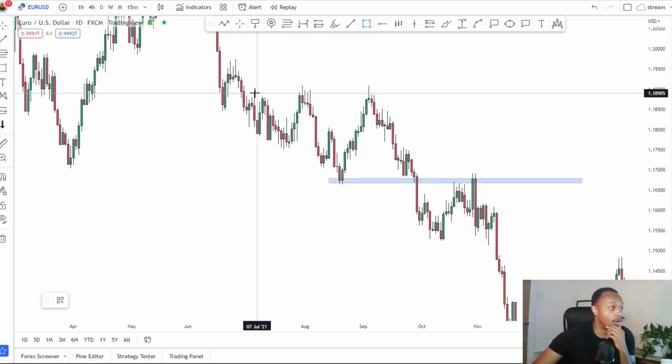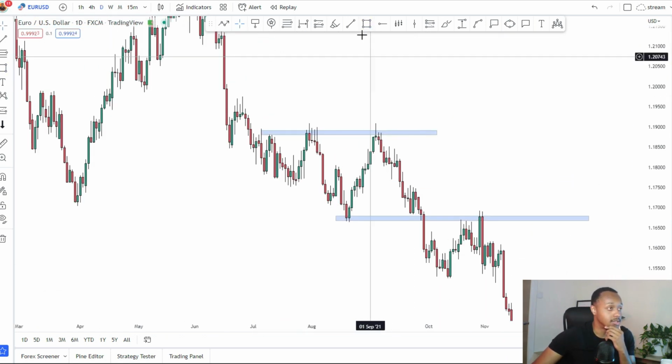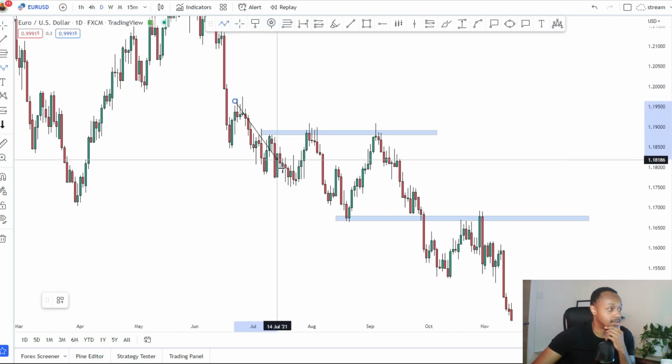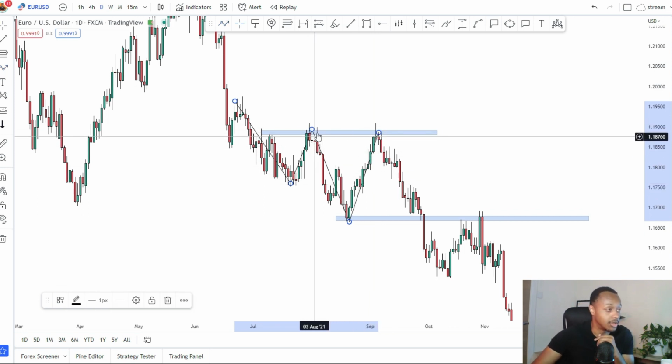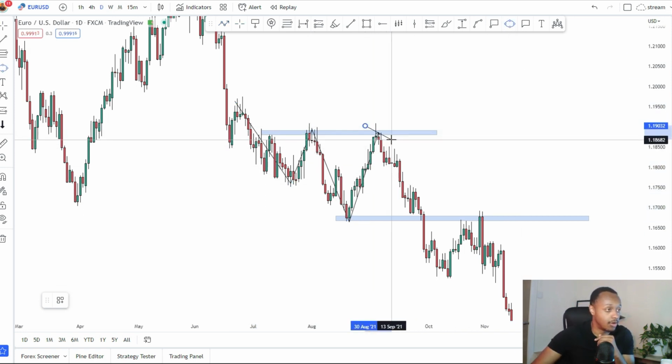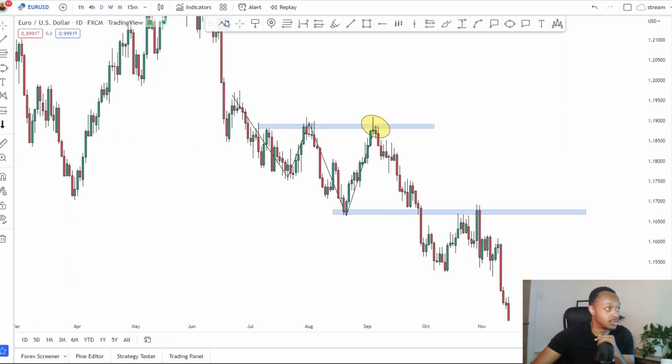Here is an example of a pullback into our price swing high. So you can see I've had a push to the downside, a pullback, another push to the downside, a pullback all the way 100% back into the lower swing high. Again, this is where we look for our short entries, and a push to the downside.